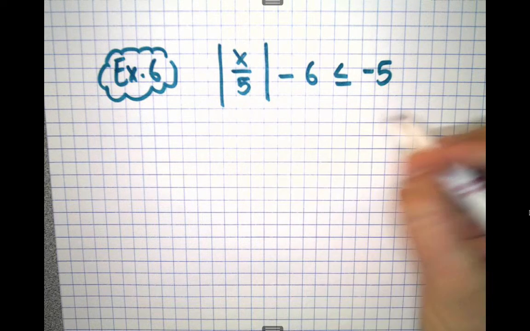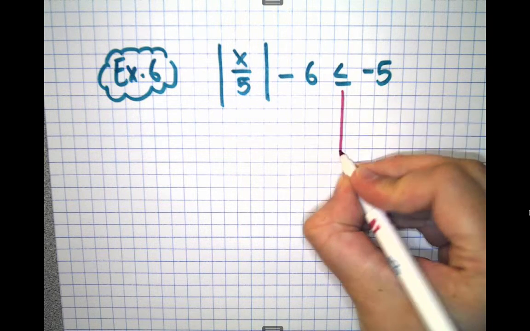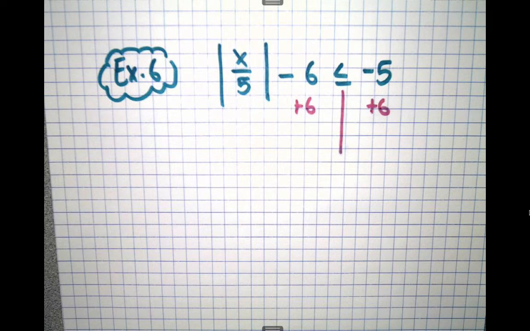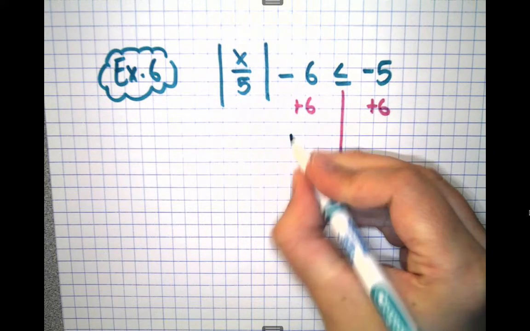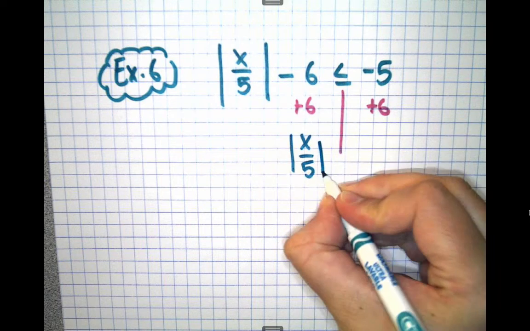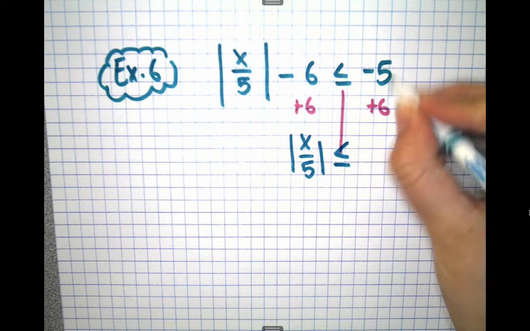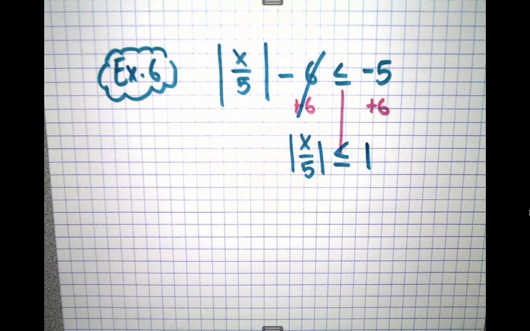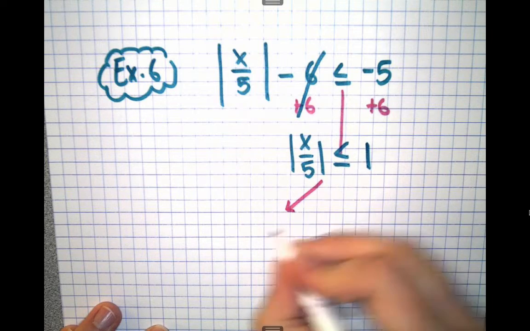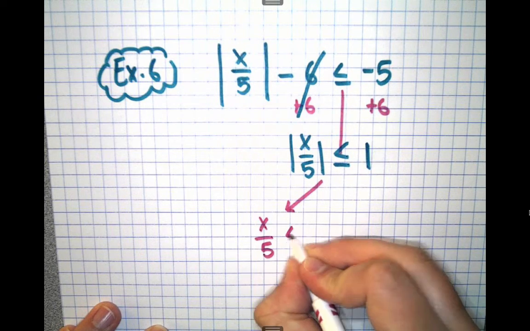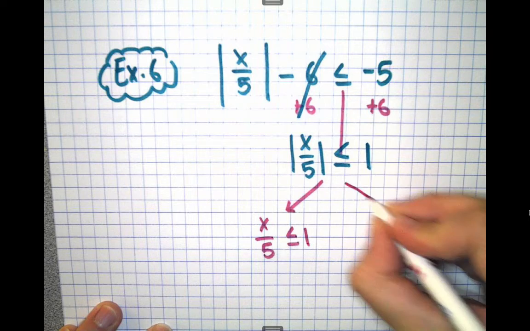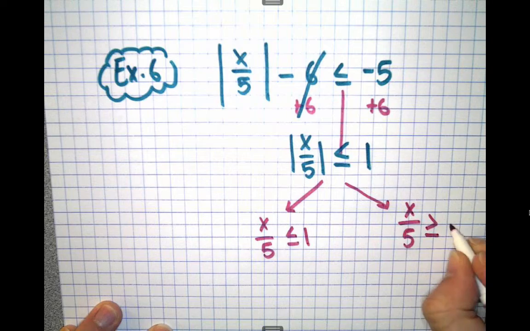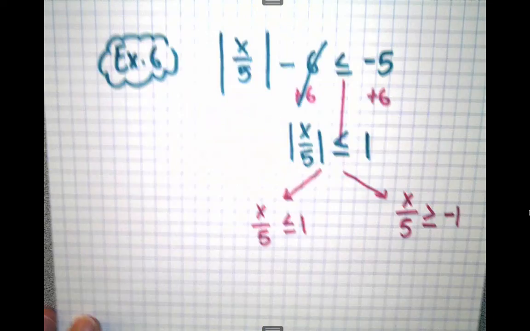And then I'm going to start separating this out. Actually, I'm not going to separate it out because I kind of want to add this 6 over first. I want to isolate the absolute value. So I'm going to change this to the absolute value of x over 5 is less than or equal to negative 5 plus 6, which is 1. Then I'm going to split this problem up into two problems. So I either have x over 5 is less than or equal to 1, or I have the opposite of that. x over 5 is greater than or equal to negative 1. Those are my two possibilities.